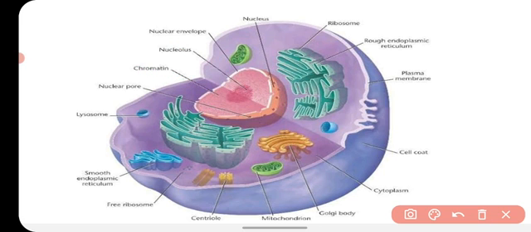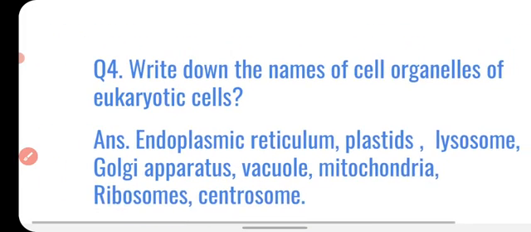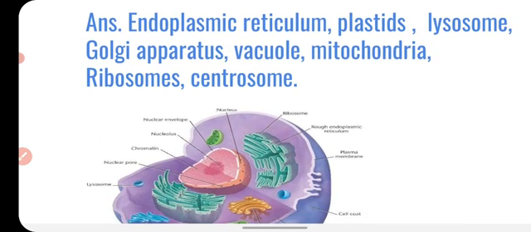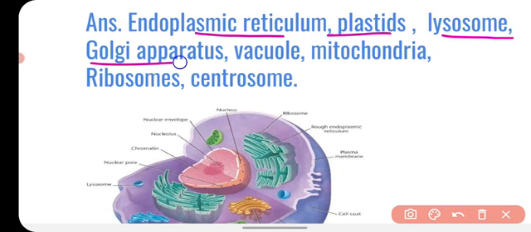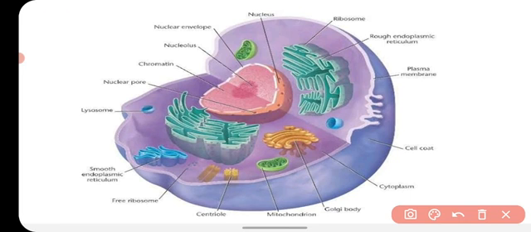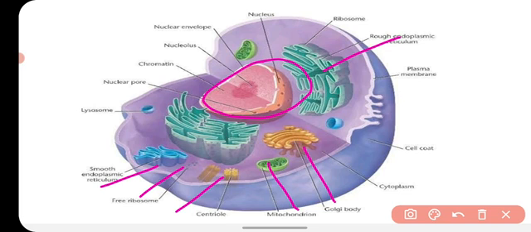All the components are present in the eukaryotic cells, and you have to write the names of the organelles which are found in the eukaryotic cell. And you know that eukaryotic cells have lots of membrane-bound cell organelles like endoplasmic reticulum, plastids, lysosome, Golgi apparatus, vacuole, mitochondria, ribosome, and centrosome. You can see in this diagram, all the cell organelles are given. This is the Golgi body, mitochondria, centriole, ribosomes, smooth endoplasmic reticulum. Then this is the nucleus, and this is the rough endoplasmic reticulum. So these are the cell organelles which are found in the eukaryotic cells.